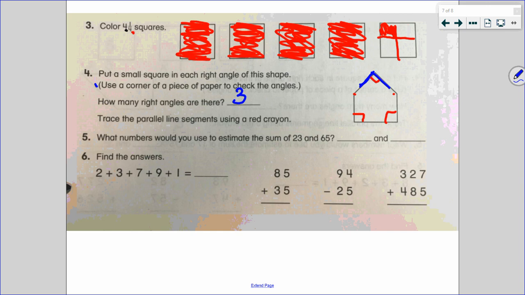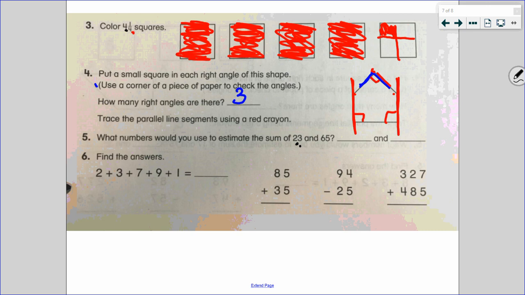It also asks us to trace the parallel line segments using a red crayon. You can just use your pencil that you have. I'll mark mine red. Now, these lines cannot be right because they intersect right there, and we know that's not a parallel line. So the parallel lines on this shape are these 2 sides. Those are the parallel line segments. Very good.